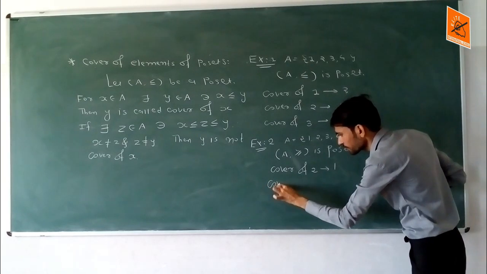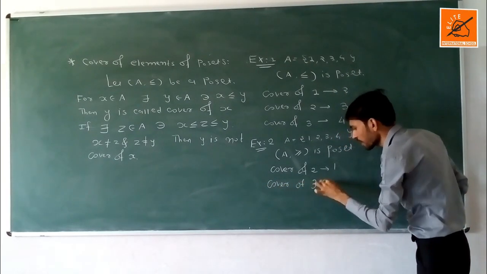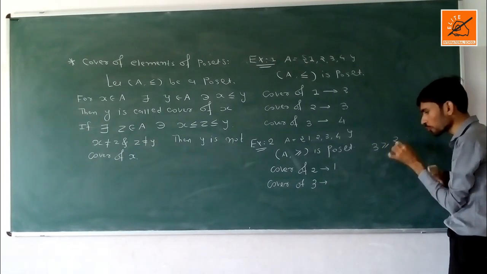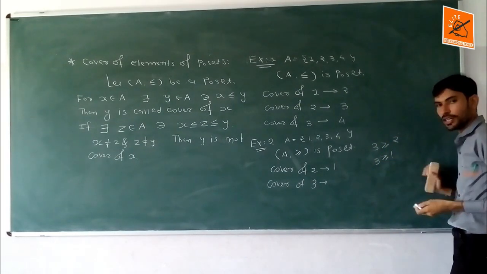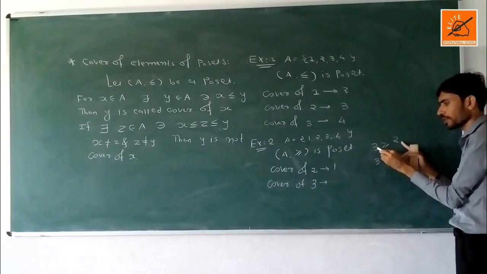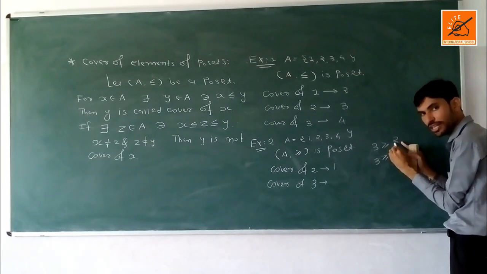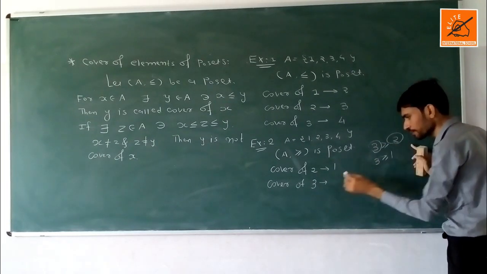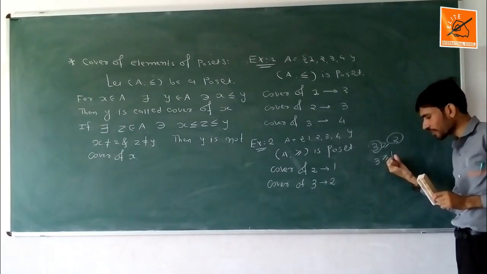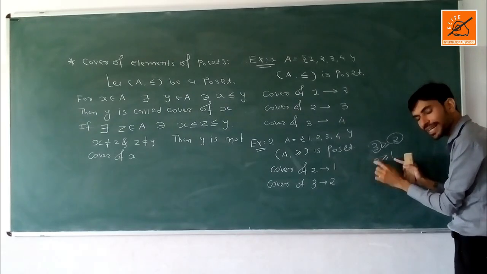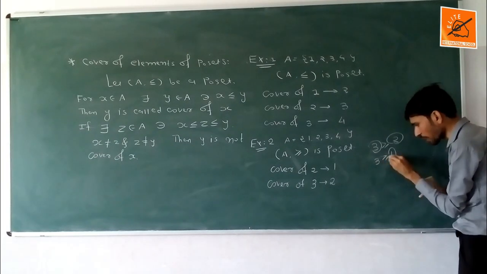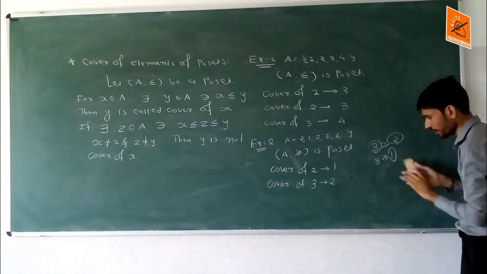Now second, cover of 3. So 3 is greater than or equal to 2 and 3 is greater than or equal to 1. So first, 3 is directly greater than or equal to 2. There is no element between 3 and 2. So 2 is directly the cover of 3. But now you see the second case, 3 is greater than or equal to 1. But there exists one element, 2, between 3 and 1. So 1 is not a cover of 3.